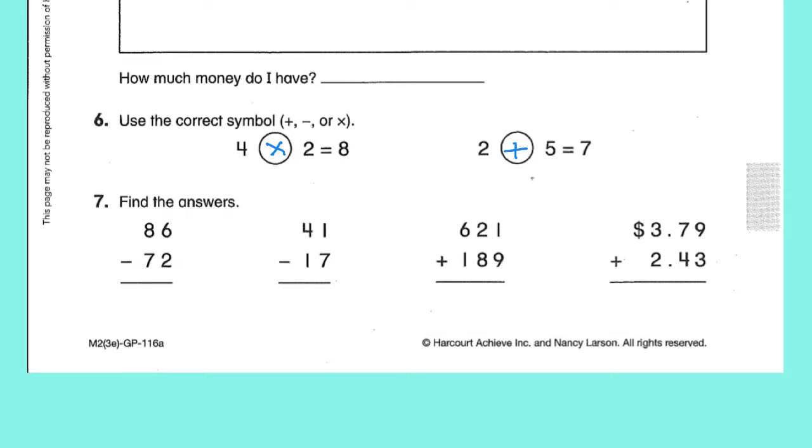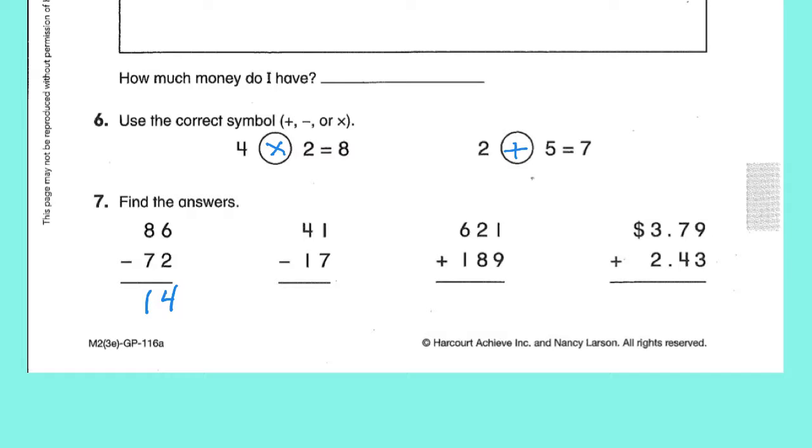Alrighty, so number 7, it says find the answers. 86 minus 72. Can we take 2 from 6? Get ready. Yes, it is 4. 8 minus 7 equals, yes, 1.